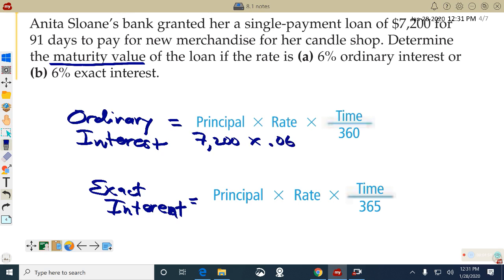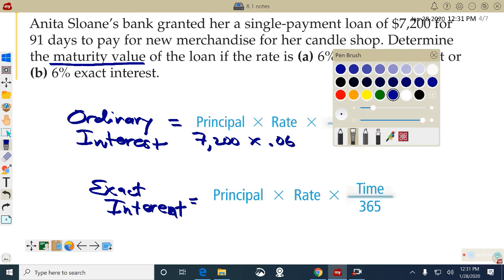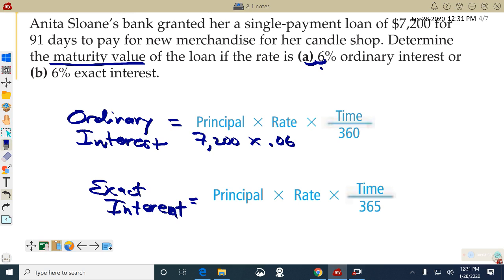Right. So look at the 6. Just move the decimal to the left twice, and it's going to be 0.06. And then the time is, well, how many days out of a 360-day year does this loan mature? How long is it maturing? Well, 91 days. So I'm going to put 91 on the numerator, 360 in the denominator.